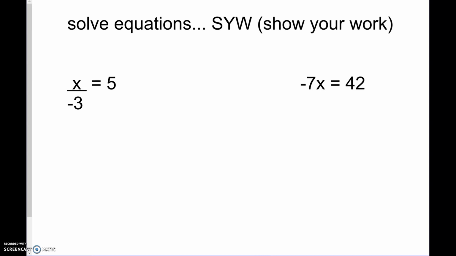All right, this first problem says x divided by -3. And the opposite of dividing is multiplying. So the one step of work that I need to see is that you are multiplying both sides by -3. Then these 3's cancel out and we end up with x equals 5 times -3 is -15.